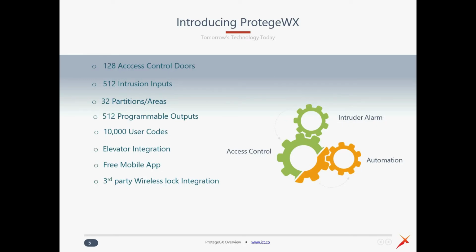A single controller can be expanded to meet the needs of even your largest jobs, offering you the ability to have up to 128 doors of access control, 512 intrusion zone inputs, 512 programmable outputs, and 32 partitions or areas, as well as 10,000 user codes. Add to this the elevator control, third-party wireless lock integration, and a free mobile app, and the WX platform offers a powerful, all-in-one solution for any application.